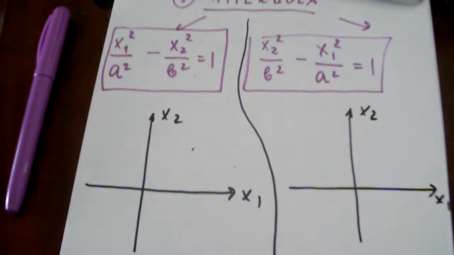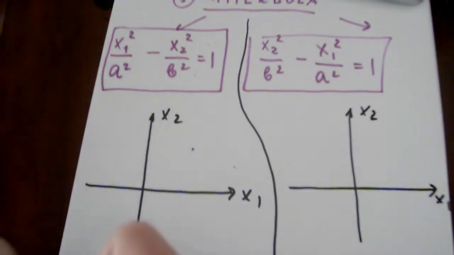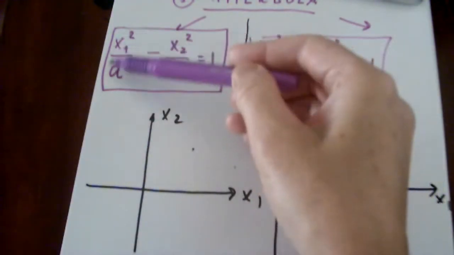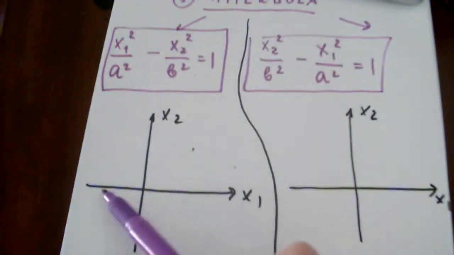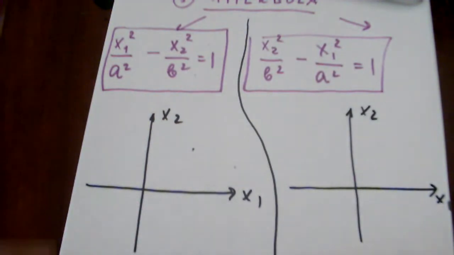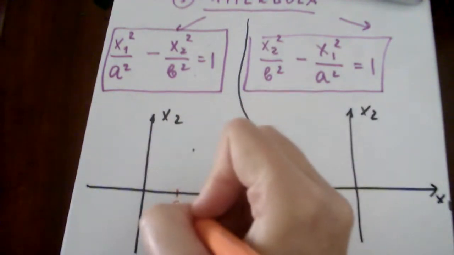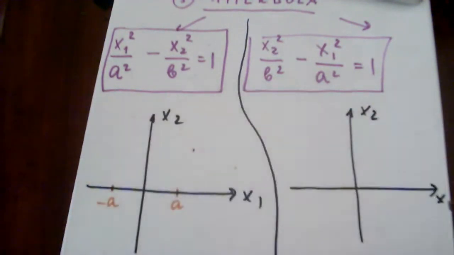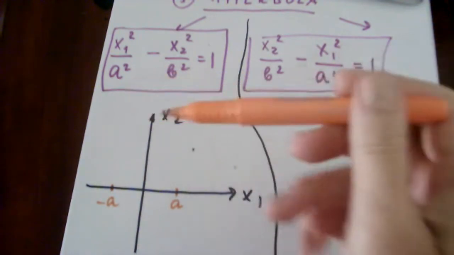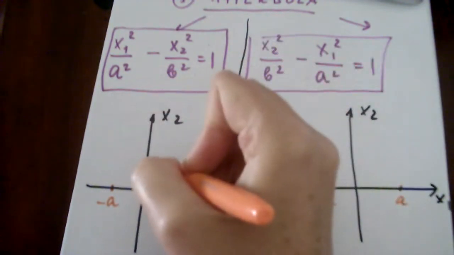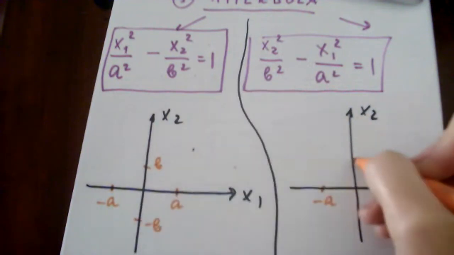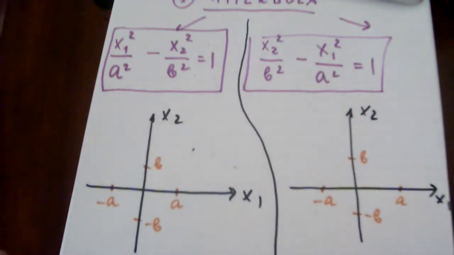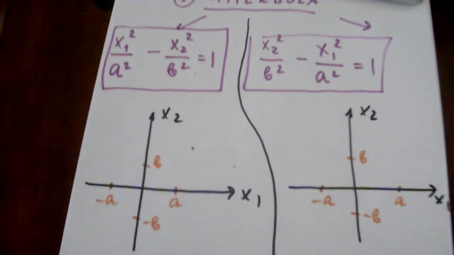The second step is to mark these a's and b's. As usual, a is under x1. That is why a and minus a should be marked along this x1 axis. Maybe I better use some other color. So this is a and this is minus a. And the same should be done here. No difference so far. a, minus a; a, minus a. The same thing should be done to b. b should be marked along the x2 axis. b, minus b here; b, minus b here. So we are performing the same steps, doing the same actions.